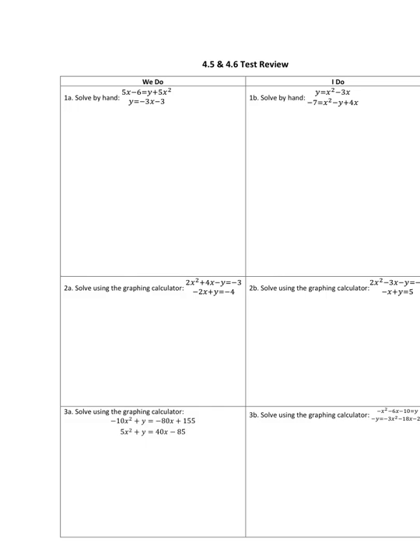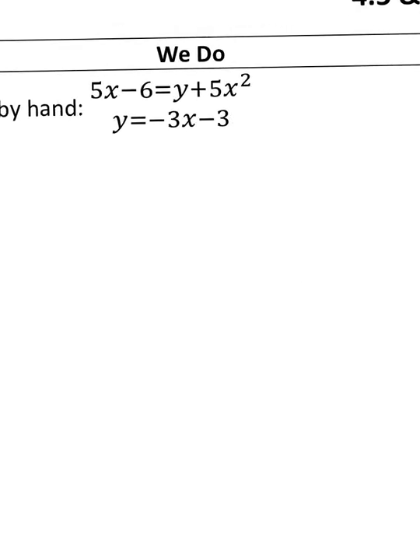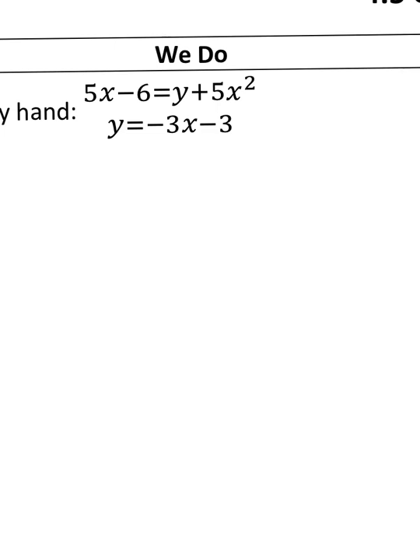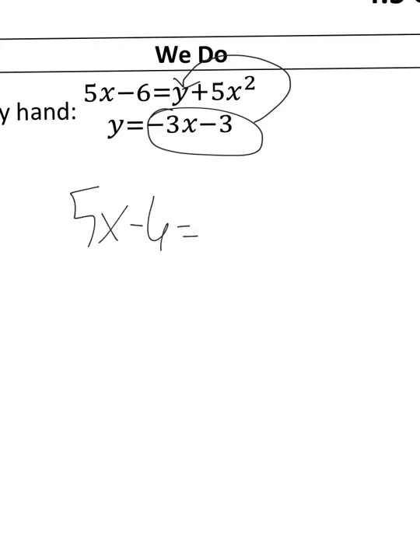So 4.5, the objective was to solve a system of equations where one or maybe even both of them are quadratic functions. So I'm going to solve this one by hand, and then I'll do the other two in the graphing calculator. So solving it by hand, I'm going to do substitution. I see that this bottom equation is in y equals form, so I can substitute that into the other equation. So I'll just write out 5x minus 6 equals, and then it normally says y plus 5x squared, but I'm going to plug in negative 3x minus 3 for y plus 5x squared.